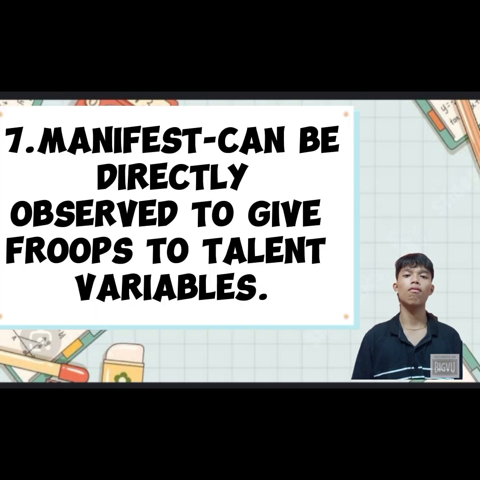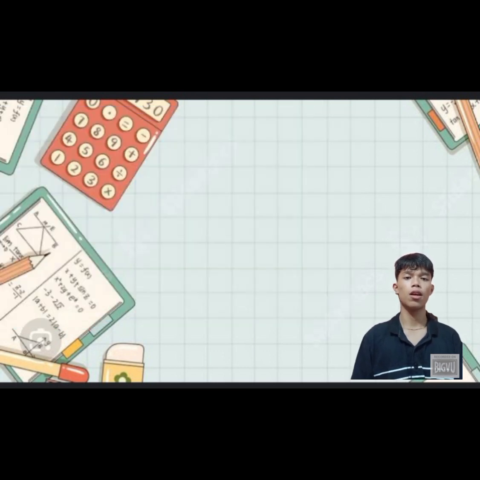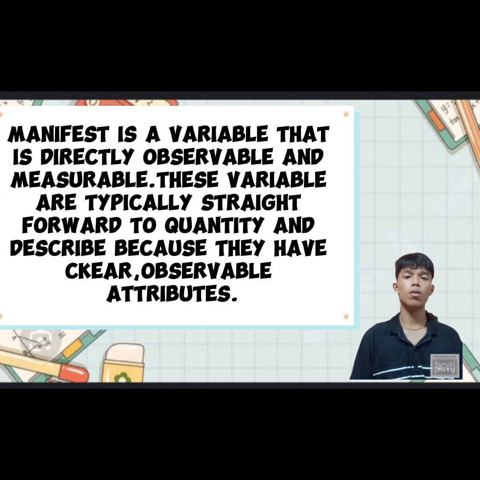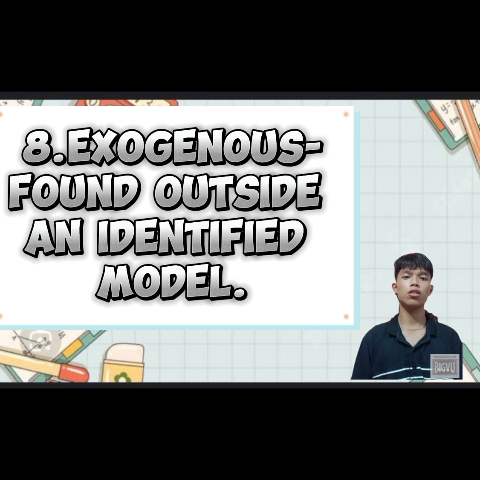Seventh, manifest. Manifest variables can be directly observed to give proof to latent variables. A manifest variable is directly observable and measurable. These variables are typically straightforward to quantify and describe because they have clear observable attributes. Eighth, exogenous.